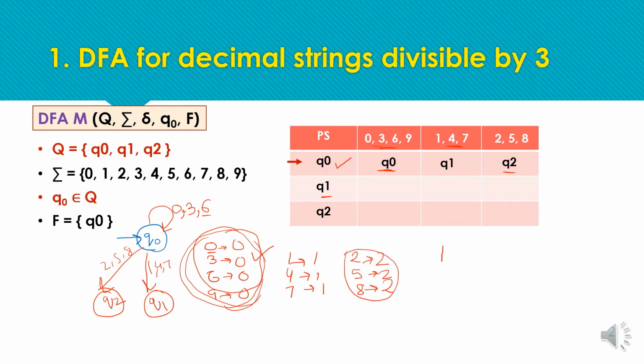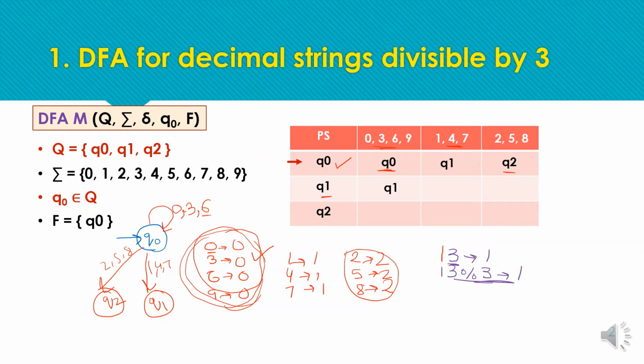Let's consider 3. If we receive 3 from the first set of input, on getting a 3, we are getting the remainder 1. As 13 modulus 3 is 1, we are getting remainder 1. So we need to move to the state Q1. Same rule will be for the other input from this set.